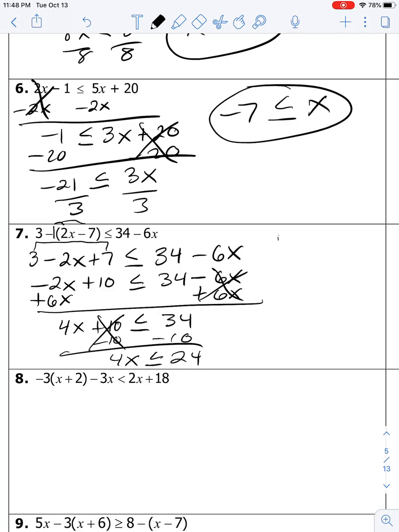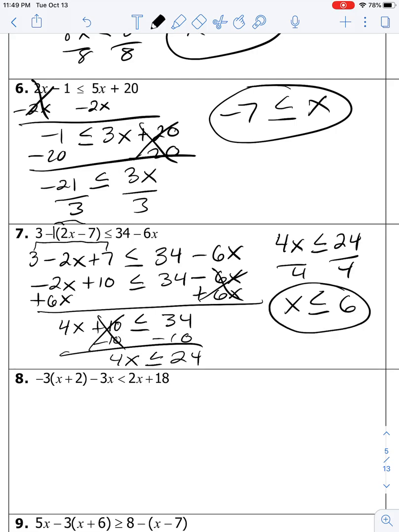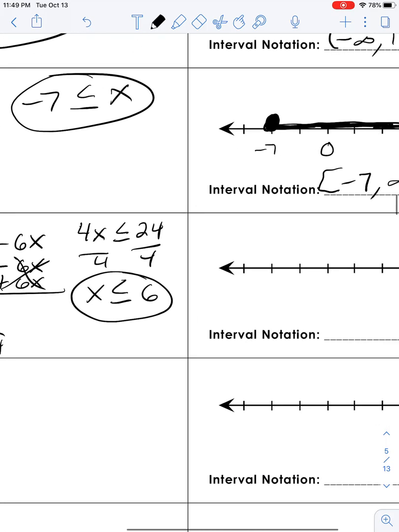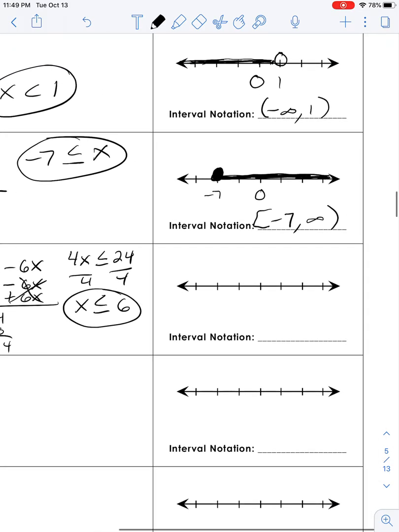And yep, I'm out of room. So I'm going to bring it up over here. 4x is less than or equal to 24. And then divide by 4. X is less than or equal to 6. That's my answer.